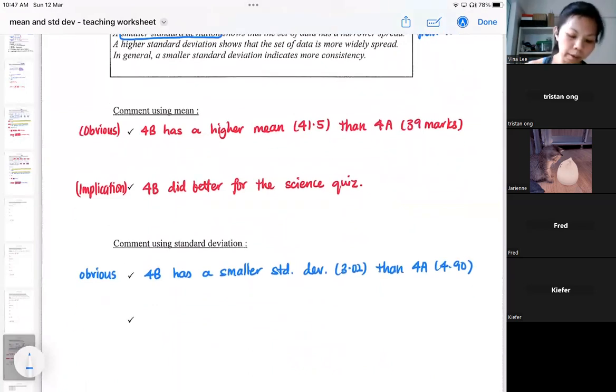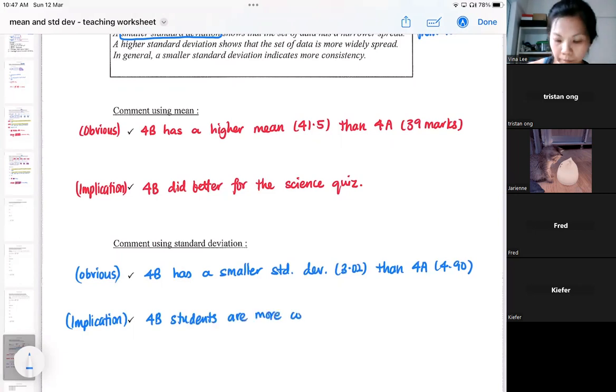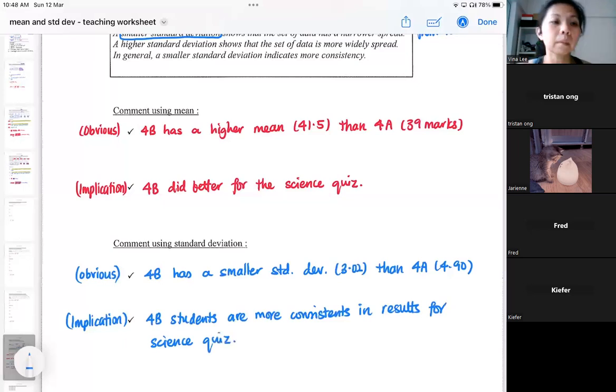Once you state the obvious, then you think about the implication. That means 4B is more consistent. That means 4B students are more consistent in the results for the science quiz. Sorry, this part is only more consistent.